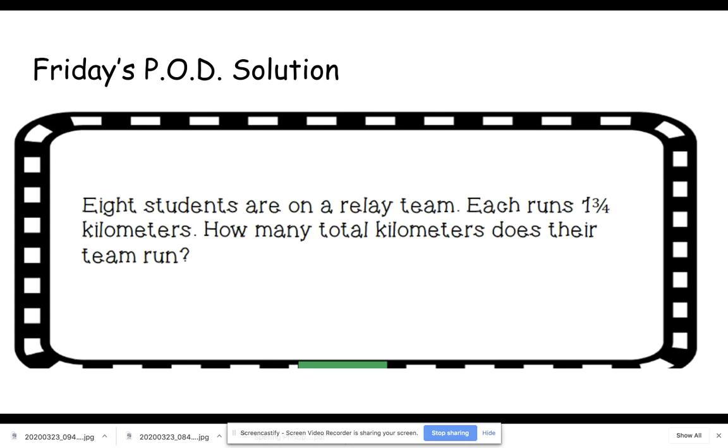First thing I'm going to go over is Friday's problem of the day. 8 students are on a relay team. Each runs 1 3/4 kilometers. How many kilometers does their team run?